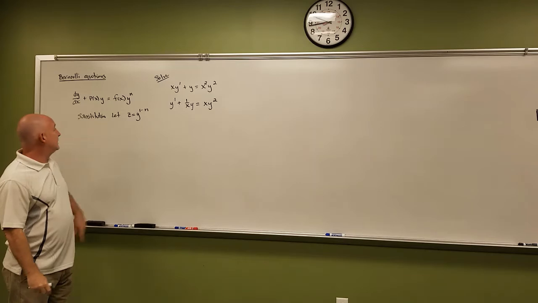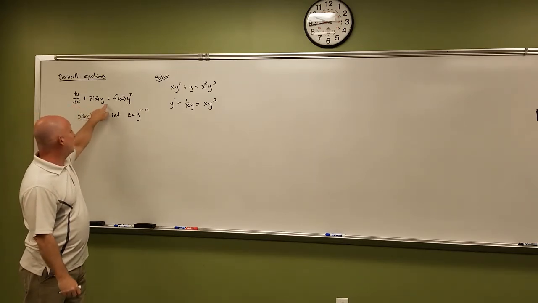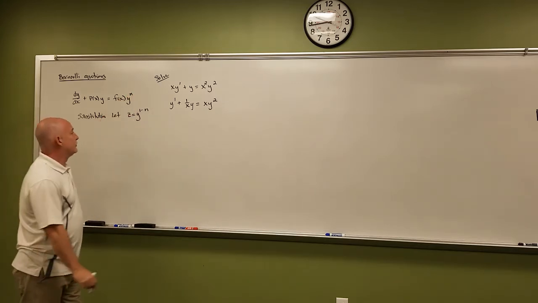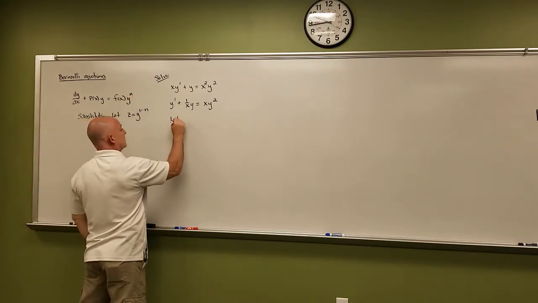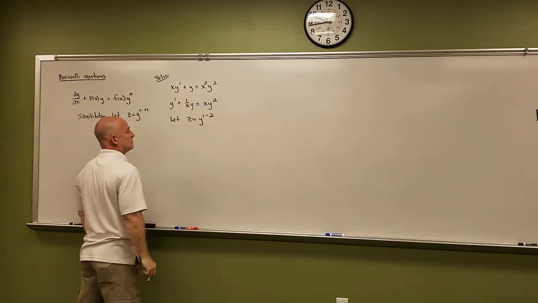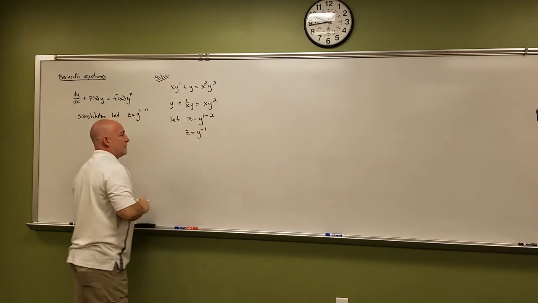Now notice, this has this form exactly. The derivative plus some function of x times y is equal to some function of x times y to a power. So the substitution we're going to say is let's let z equal y to the 1 minus n. So z is equal to y to the negative 1.